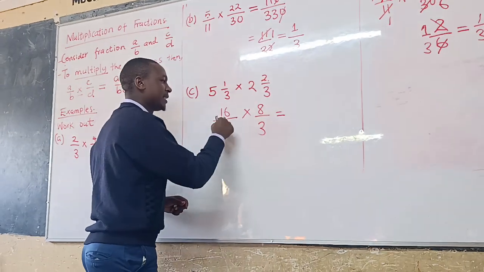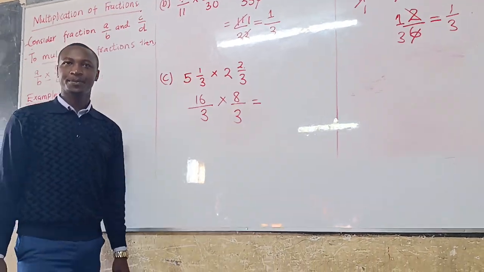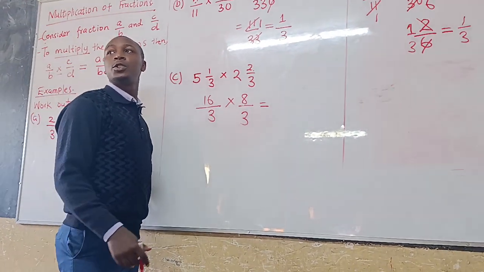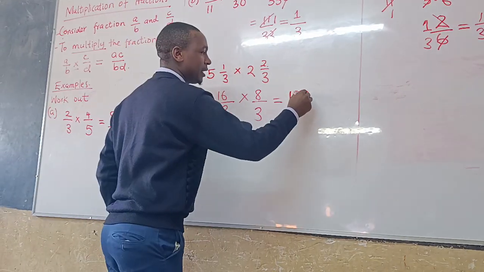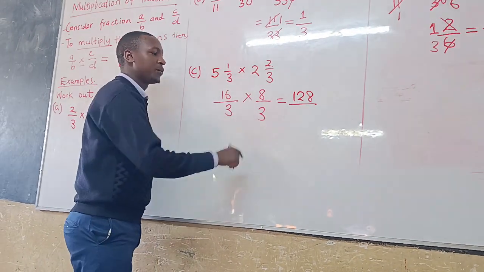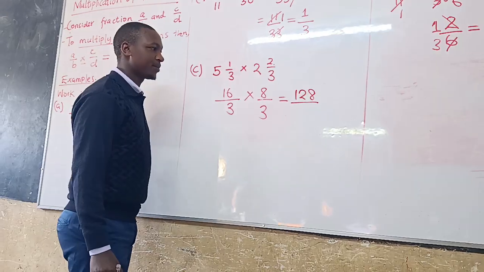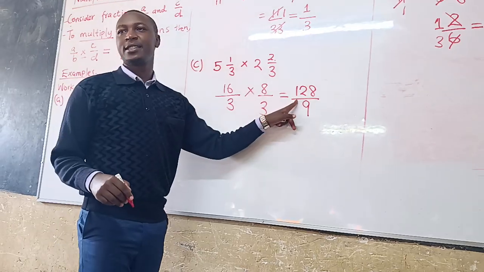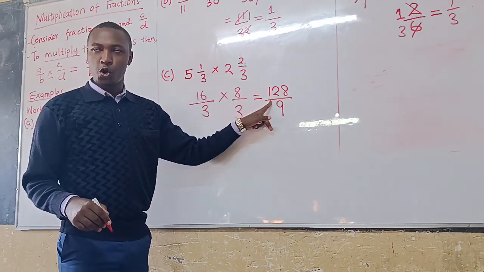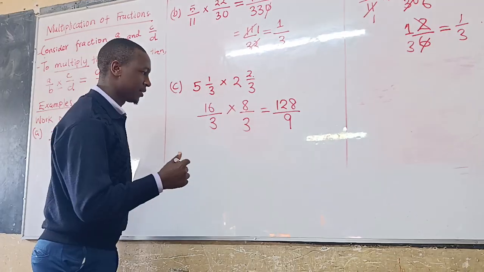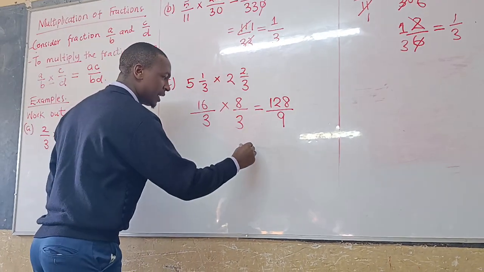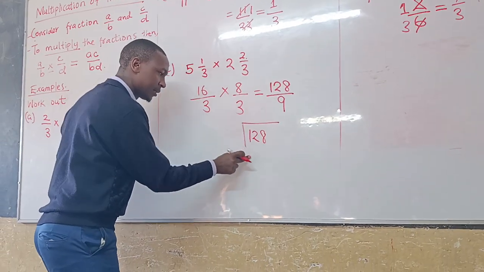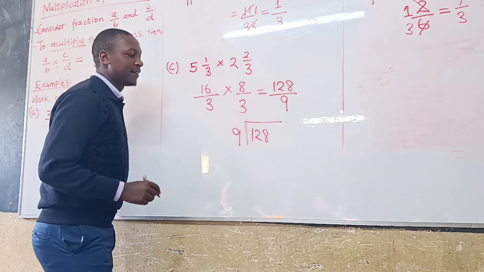So if you multiply 16 times 8, what do you get? 128. Divided by, if you multiply the denominators, what do you get? 3 times 3, you get 9. Do you leave your answer at this? No, you have to change it into a mixed fraction. So 128 divided by 9.